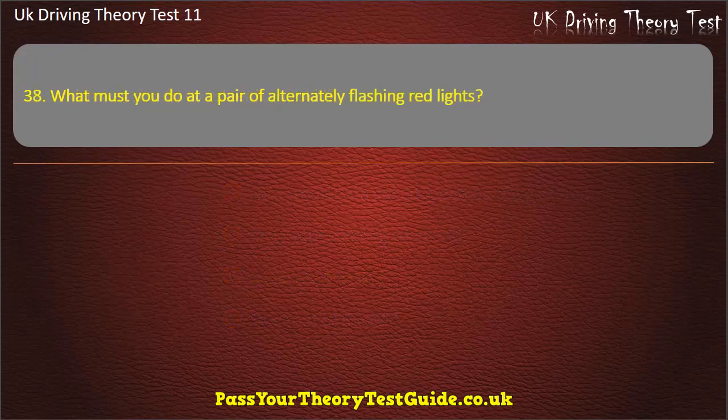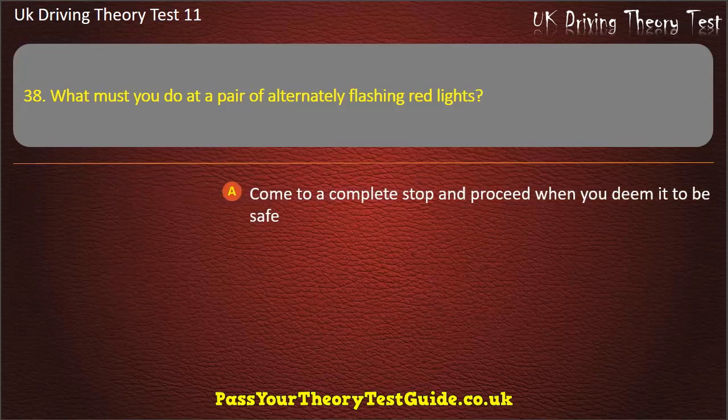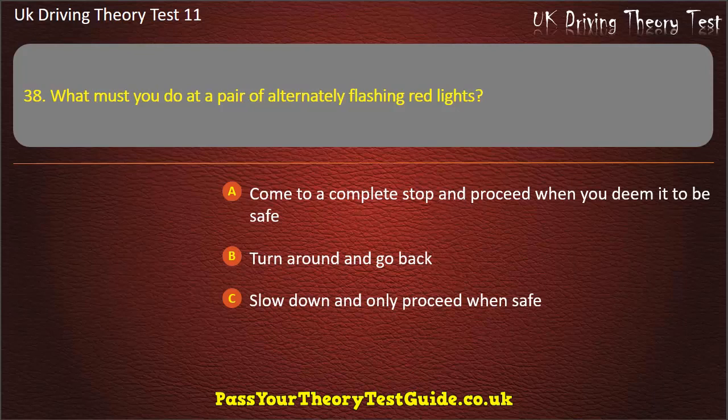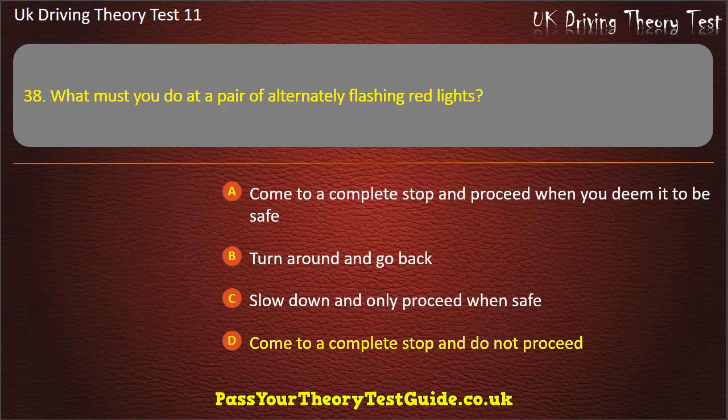Question 38. What must you do at a pair of alternately flashing red lights? Come to a complete stop and proceed when you deem it to be safe. Turn around and go back. Slow down and only proceed when safe. Come to a complete stop and do not proceed. Answer. Come to a complete stop and do not proceed.